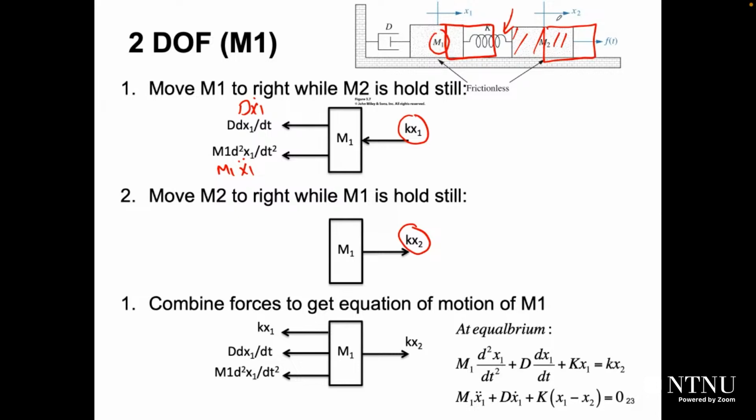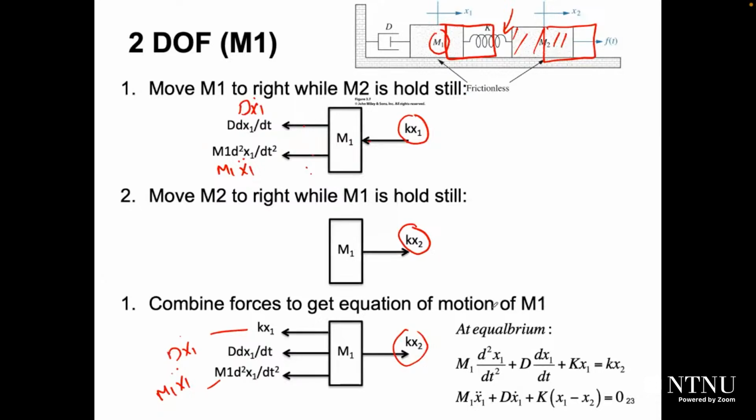Now we will combine those forces. We will sum them together in the right direction. As you can see here from this figure, we have 3 forces acting to the right. We will add them here. So it will be kx1, this one will be dx1 dot, and this one will be M1 x1 double dot. And we will have only kx2 working to the left-hand side.